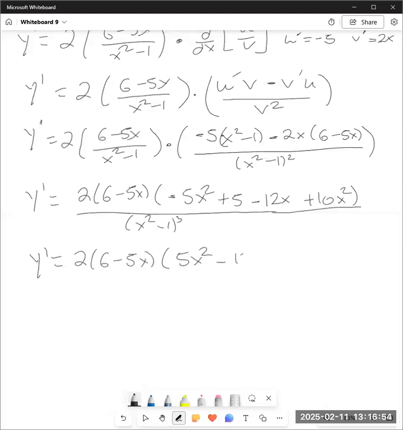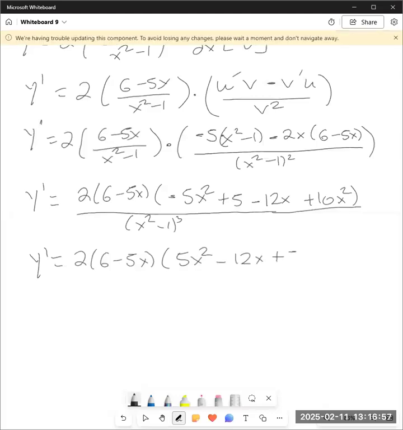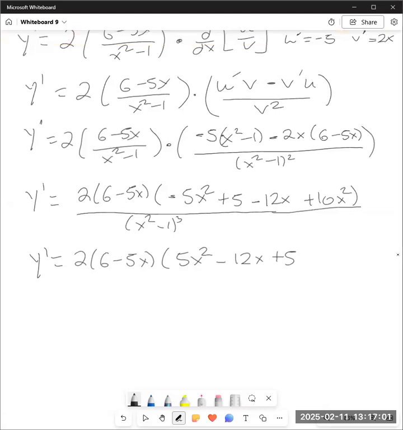And writing this in descending order of exponents, I have (x squared minus 1) cubed in the denominator. And that's my final answer. 5x squared minus 12x plus 5 doesn't factor anymore.